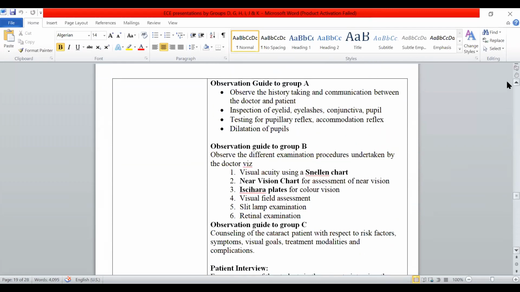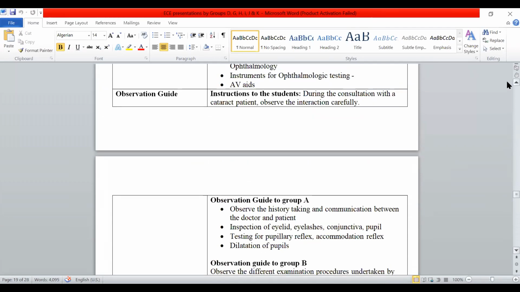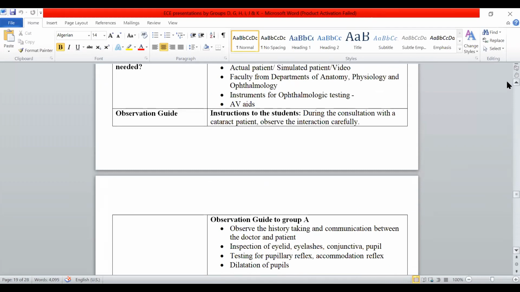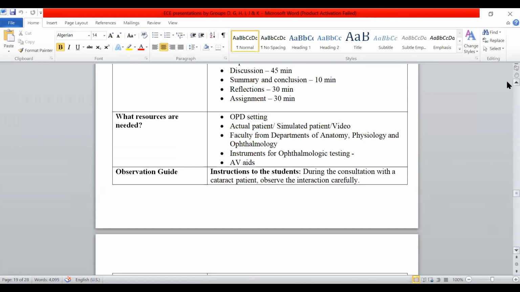So the learning experience here is introduction and instruction to the students, for a duration of 20 minutes, then exposure to the clinical context for 45 minutes, discussion for 45 minutes, summary and conclusion 10 minutes, reflections 30 minutes, and assignment for a duration of 30 minutes.